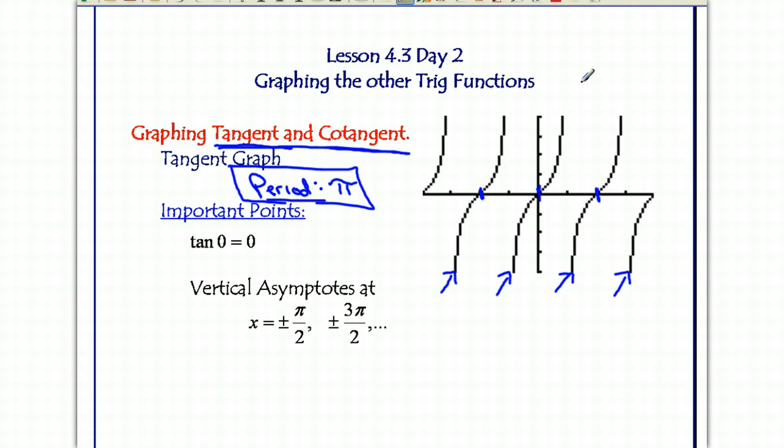You'll also want to note it opens, it goes up to the right.